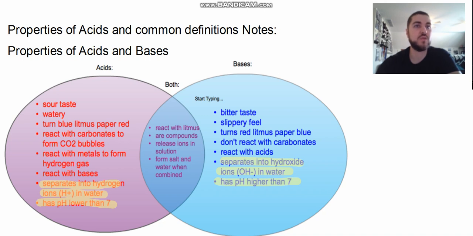Acids will split apart and produce H+. Bases will split apart into ions and produce a bunch of OH- ions. And we'll see some diagrams of that later. So these are the most important things you need to know.